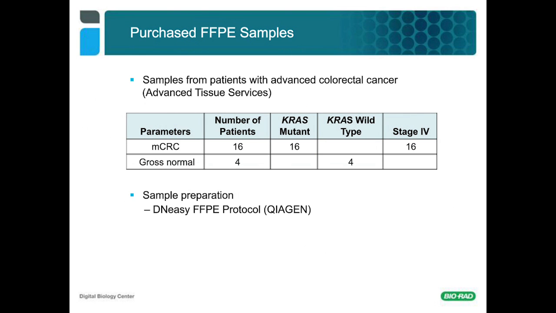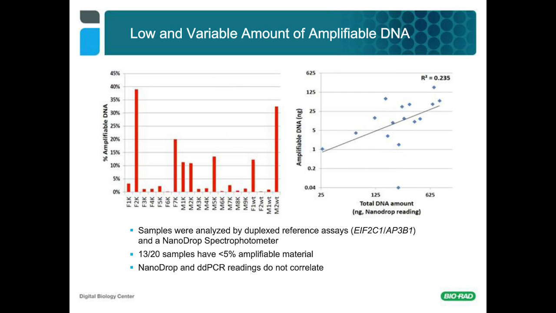To further evaluate the performance of the KRAS screening kit, we also purchased colorectal cancer FFPE samples from Advanced Tissue Services. We used the QIAGEN DNeasy kit to process the 16 KRAS mutant and 4 grossly normal samples. We first extracted the DNA from FFPE using standard protocols. We then used duplex copy number assays to estimate the fraction of sample that could be PCR amplified.